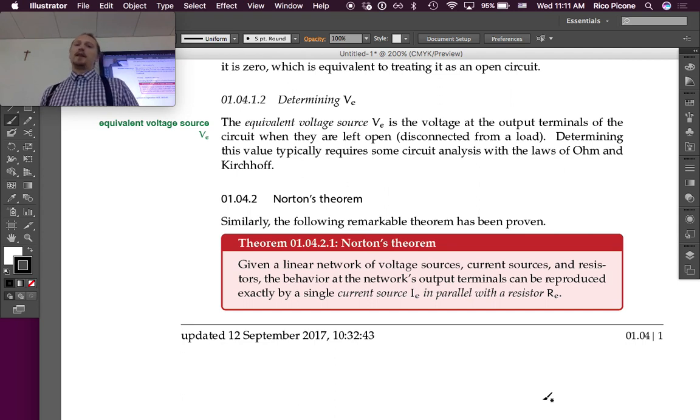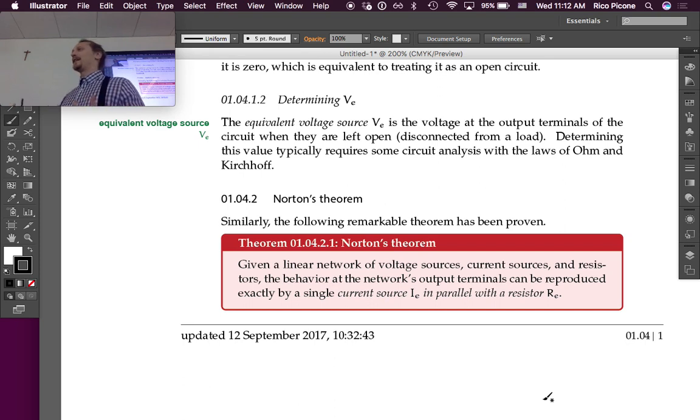So given a linear network of voltage sources, current sources, and resistors, the behavior at the network's output terminals can be reproduced exactly by, so far, exactly the same theorem, right? Now this is the part that's different. By a single current source, i.e., instead of a voltage source, in parallel, instead of in series, with a resistor, RE. So, the good news is, same RE.